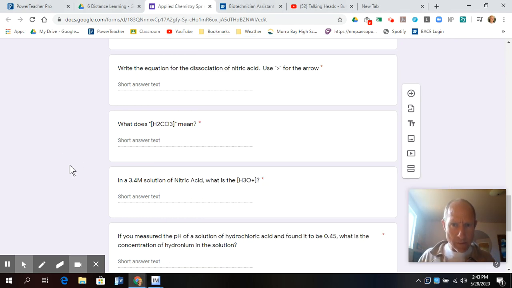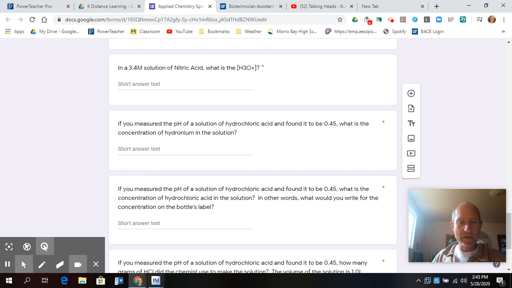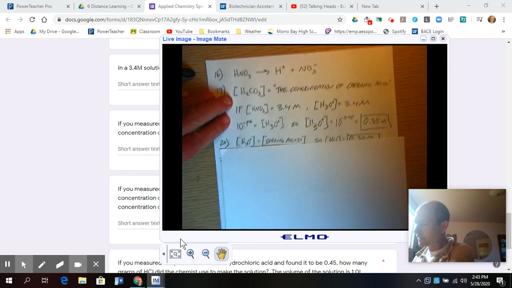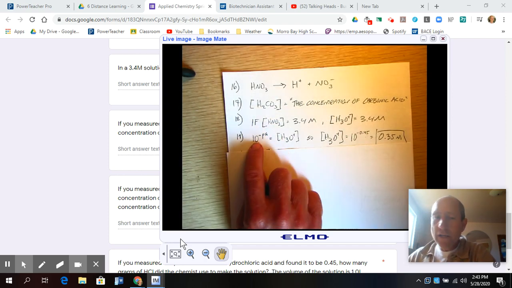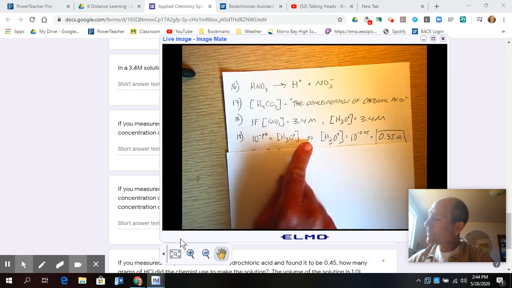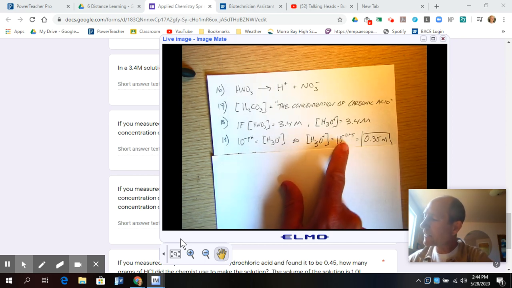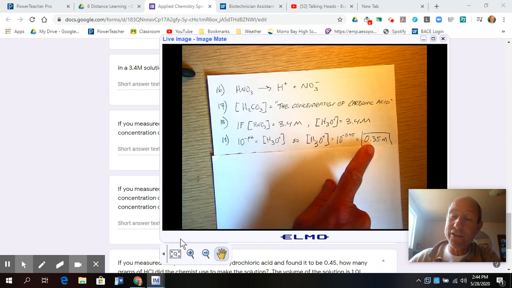Okay, where are we at? If you measured the pH of a solution of hydrochloric acid and found it to be 0.45, what is the concentration of hydronium in the solution? Well, you need to know how to translate from a pH to a concentration of hydronium. In order to do that, you use a handy formula that looks like this. 10 to the opposite of the pH power is equal to the hydronium ion concentration. So the hydronium concentration in this case equals 10 to the negative 0.45, which is 0.35 molar.